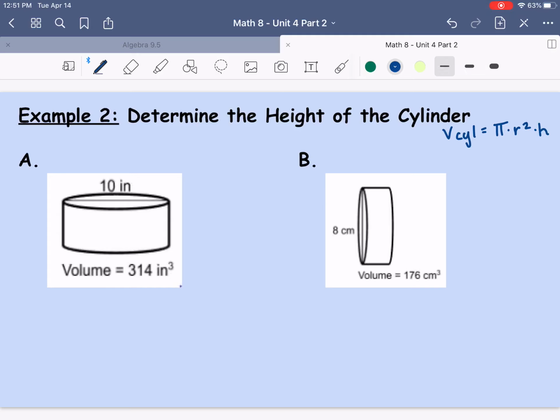Okay, so the first thing that I am noticing on A is that instead of the radius, I am given the diameter, which is the entire distance across that circle. Remember, radius is from the center of the circle to the outside. So if our diameter is 10 inches, our radius is going to be half of that. So 10 divided by 2 is 5. So our radius is 5 inches.